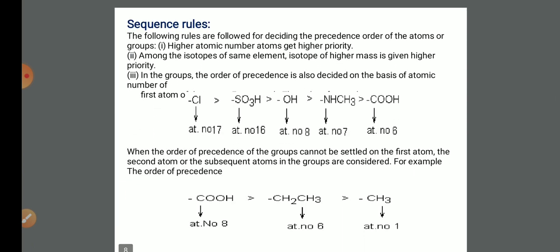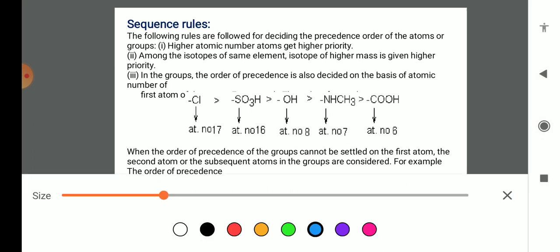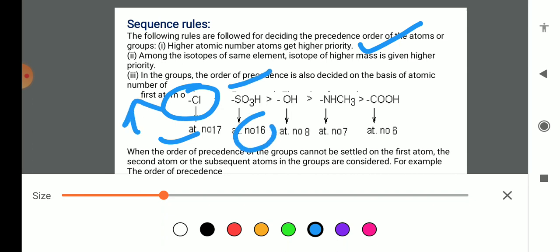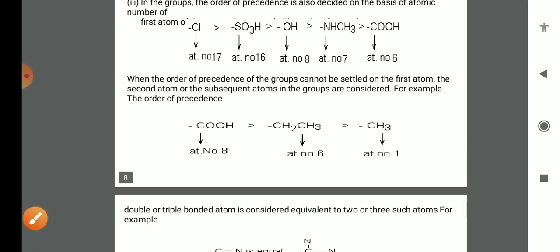Now the sequence rules are for deciding which groups have the higher priority. So this is the first rule: the higher atomic number will be given the higher priority. For example, chlorine has atomic number 17, so it gets the first priority. Then sulfur is number 16, oxygen is number 8, nitrogen is number 7, and carbon is number 6. So according to that, chlorine has the highest atomic number and gets the higher priority.